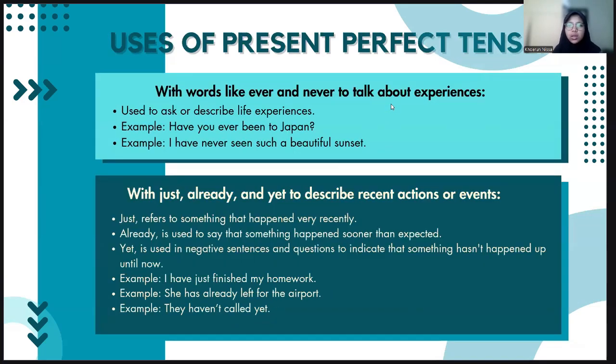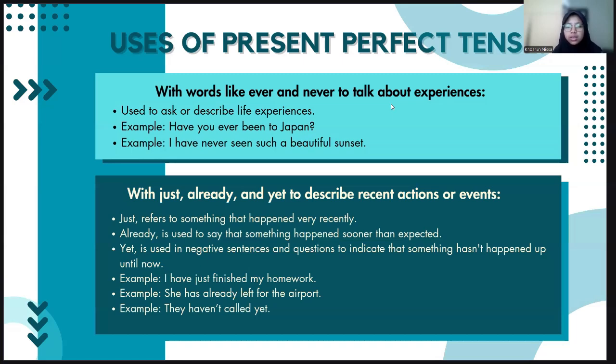Okay, next, with words like ever and never to talk about experience. That means it is used to ask about or describe life experience. For example, have you ever been to Japan? I have never seen such a beautiful sunset. Okay, the last is with just, already, and yet to describe a recent action or event. Just refers to something that happened very recently. For example, I have just finished my homework.